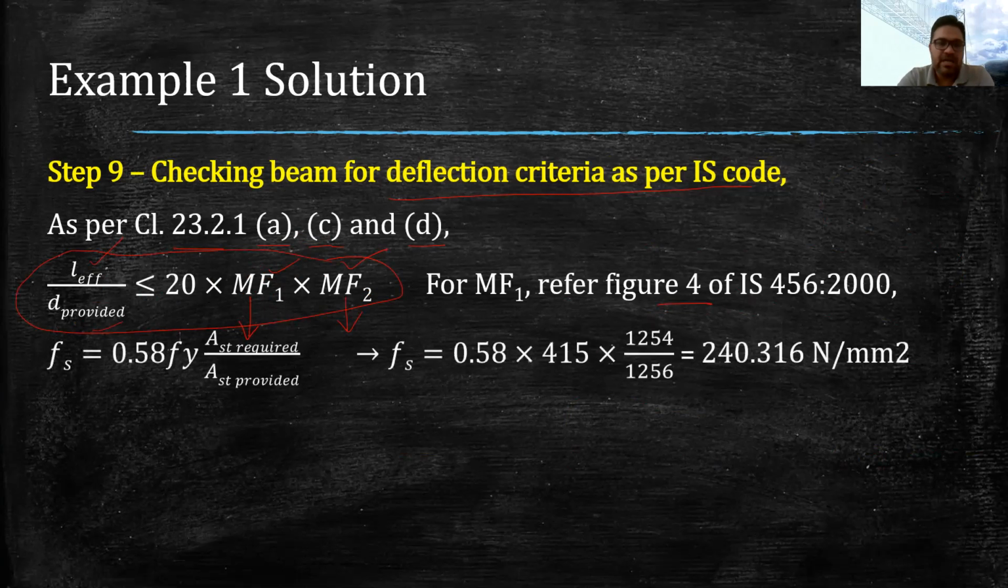To calculate MF1, first we will find out the value of fs. The same formula is provided in the IS code also. Putting the values, AST required was 1254 and provided is 1256, and fy value is 415. So we get the value of fs as 240.316. For that, I will show you figure 4 of IS code, and in that we will see what the value of MF1 will be.